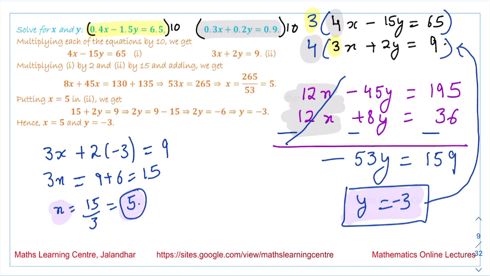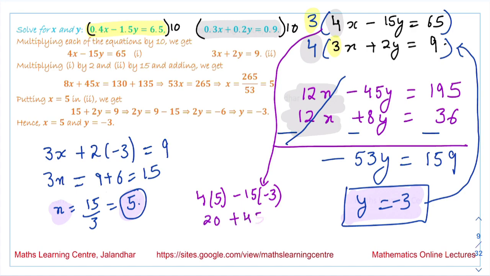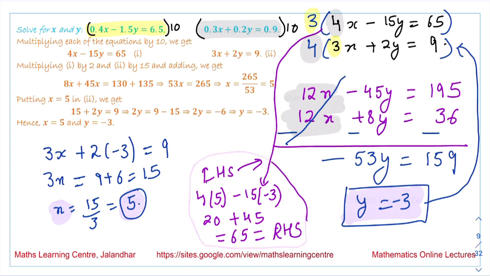To check the answer, we can substitute these values in this equation. It is 4 into 5 minus 15 into minus 3, and the answer you will get is 20 plus 45, that is equal to 65. This is the LHS of this equation and this is equal to the RHS. So LHS is equal to RHS.